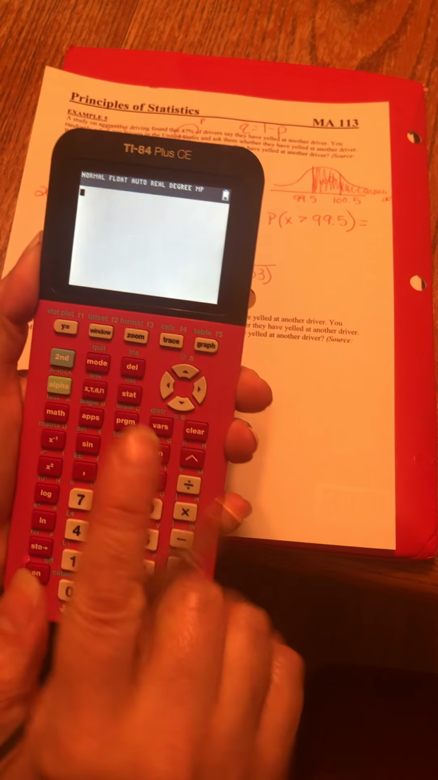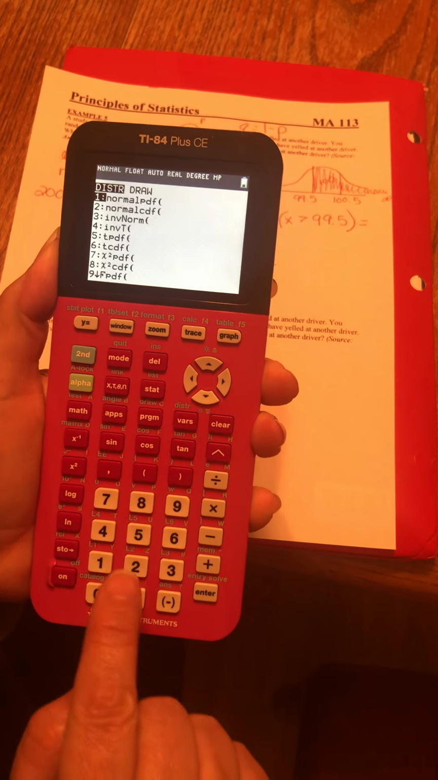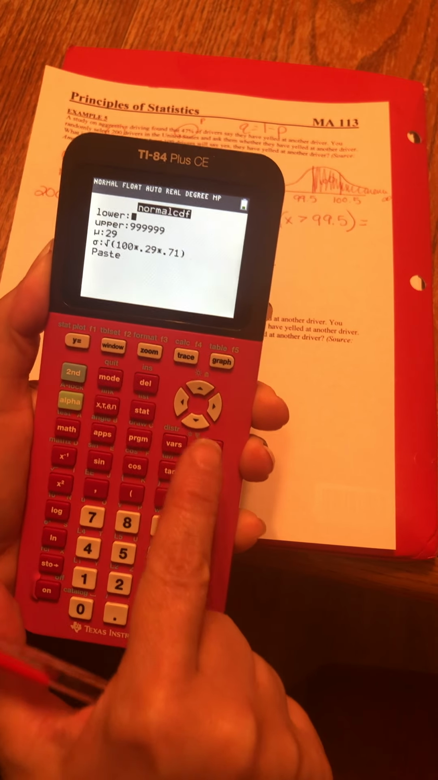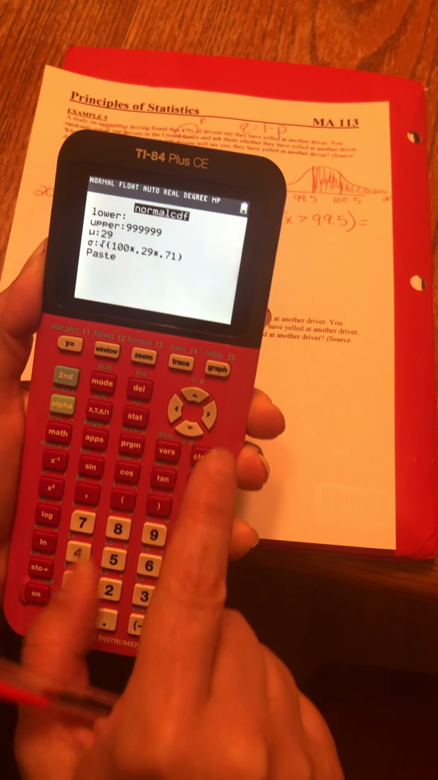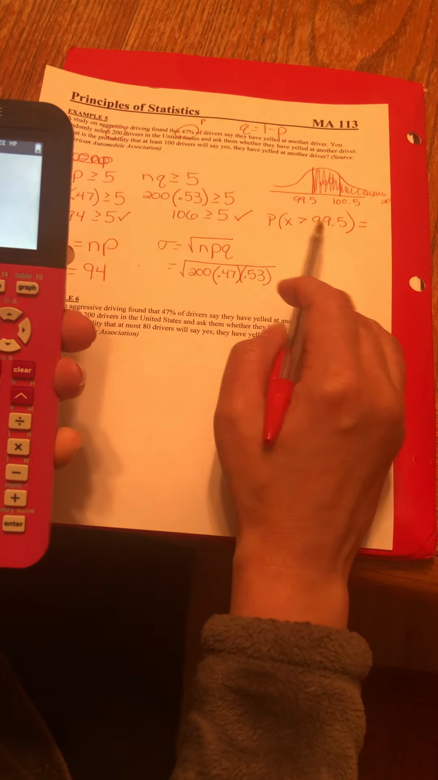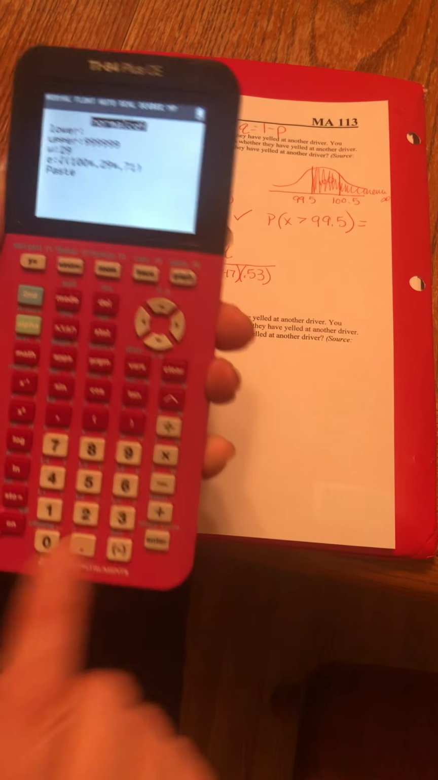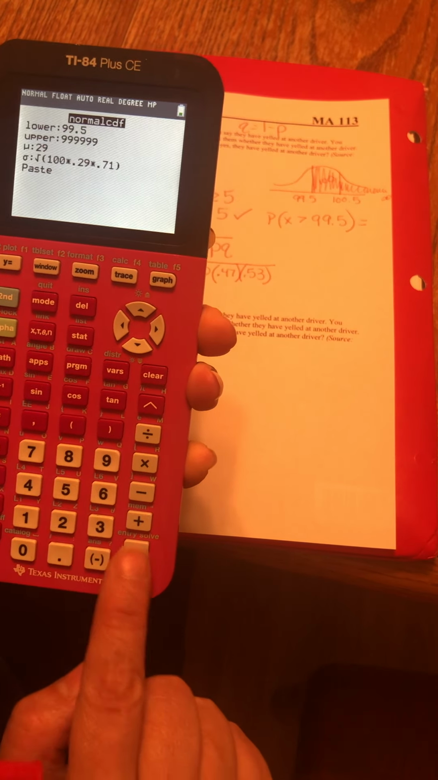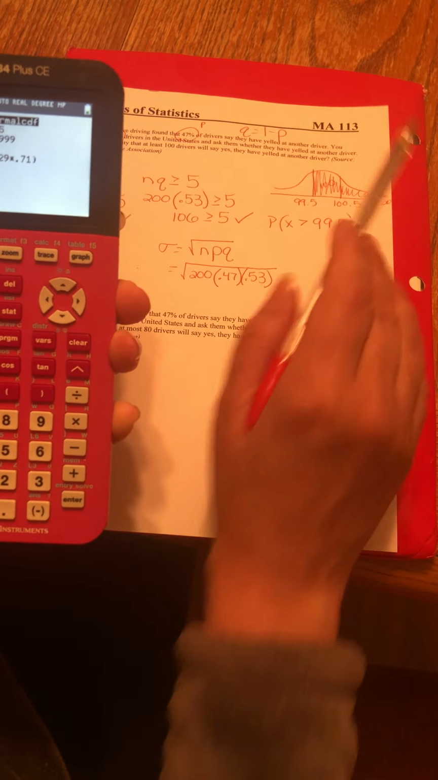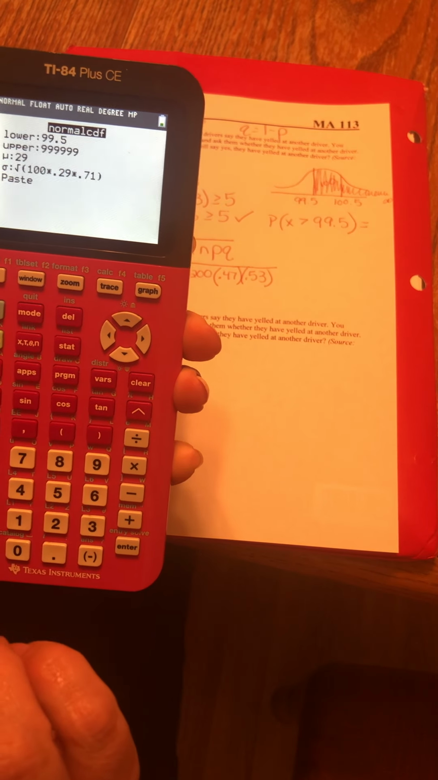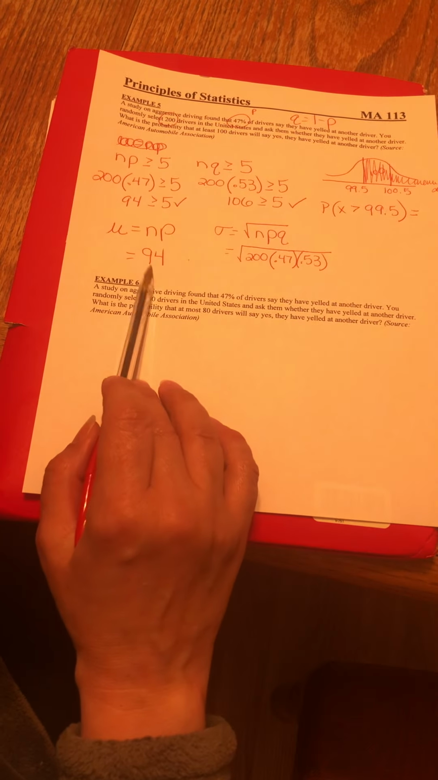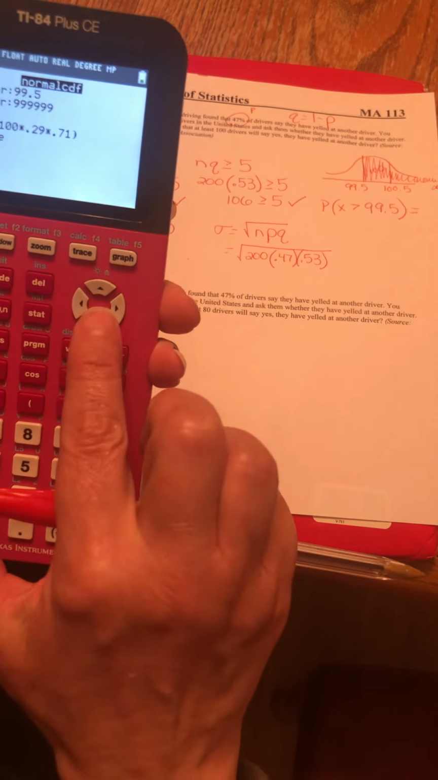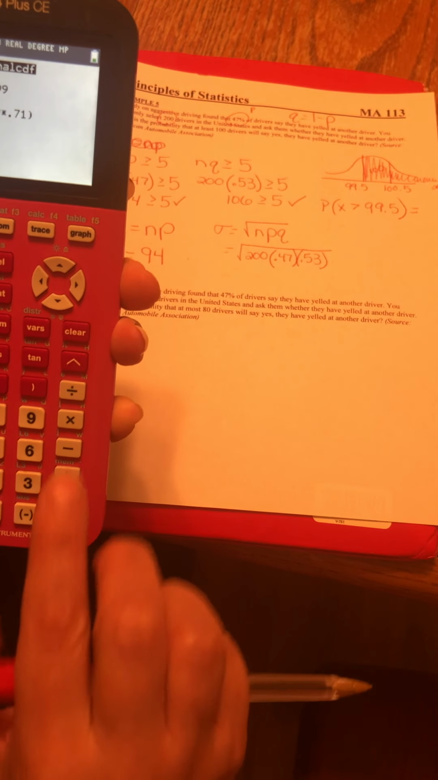Here we go. I'm going to go to second distr, number 2. Hold on, let me clear everything out for you. Oh, it's not going to let me. My lower bound in my shading is the 99.5. It's going all the way up to infinity, which is 999,999. In this problem, my mean is 94, so I've got to change that to a 94.